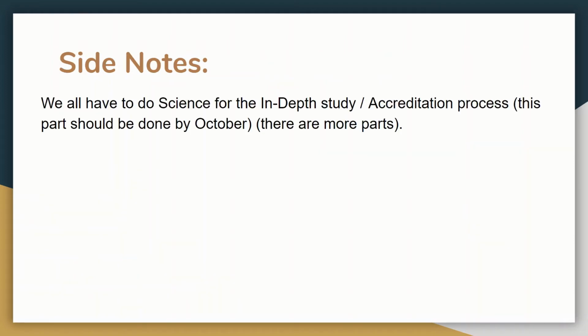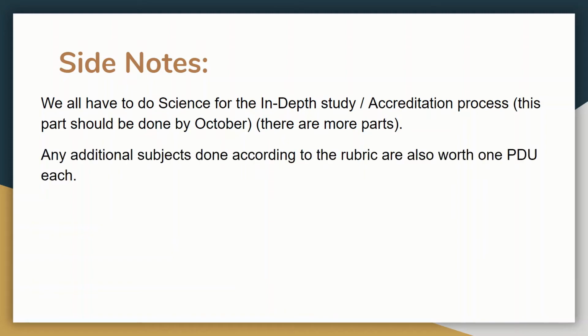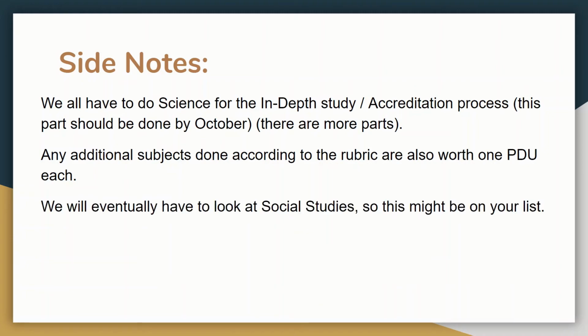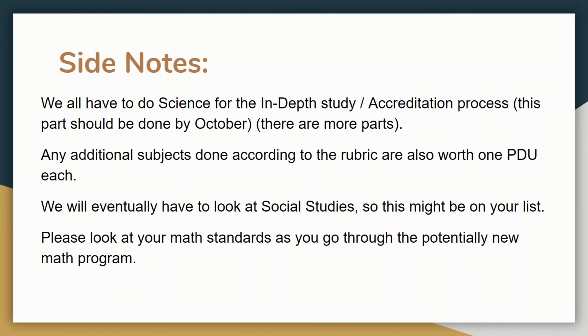And to finish up on a side note, we want to make sure that science for the whole year is done by October, and that includes the second part of building the units. Any additional subjects you'd like to do, I will also give you a PDU each for them. We will eventually have to look at social studies, so you might go in that direction, but if you really want to dive into something else, help yourself. And that's all we have.